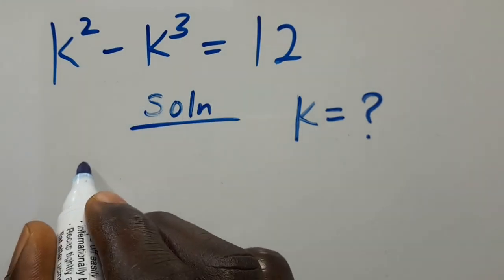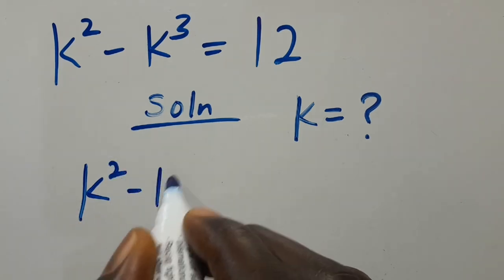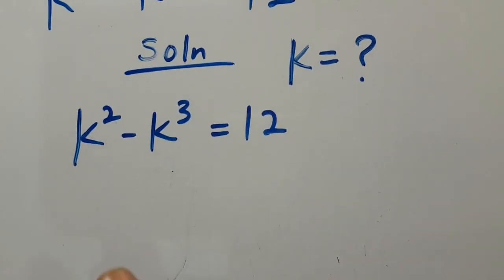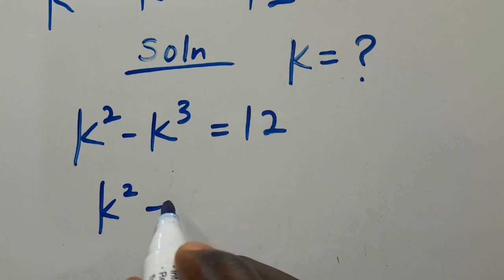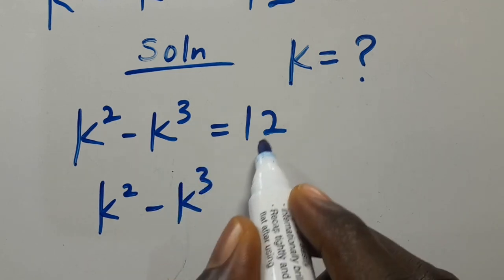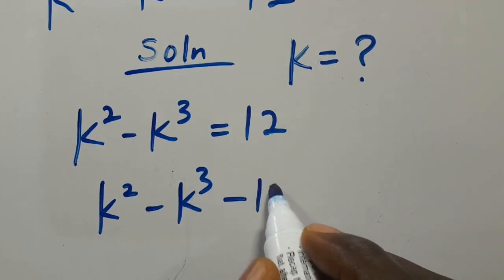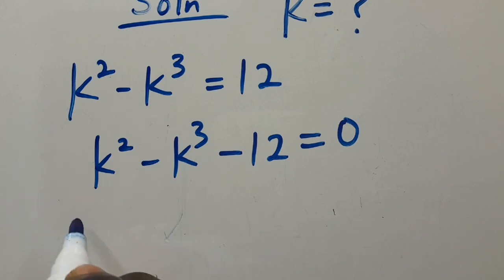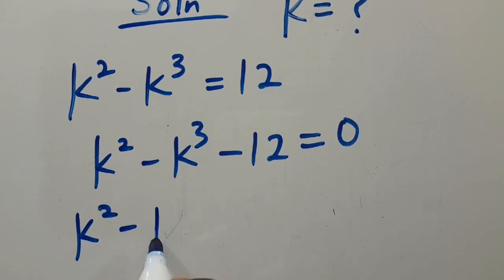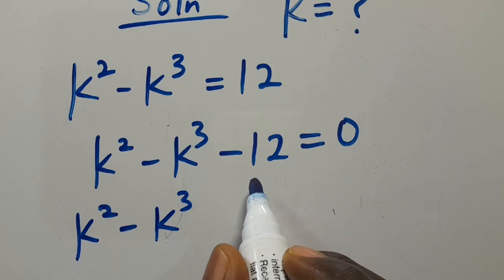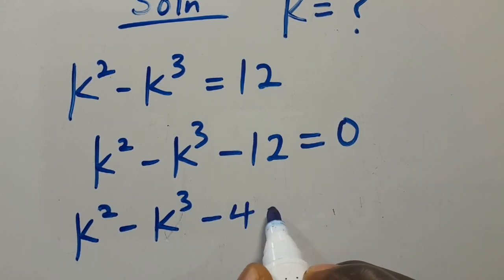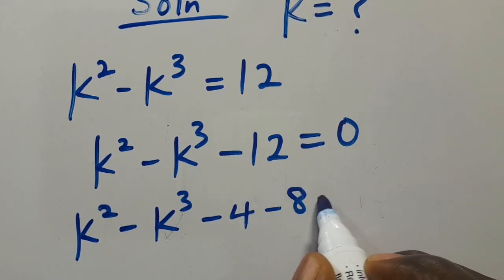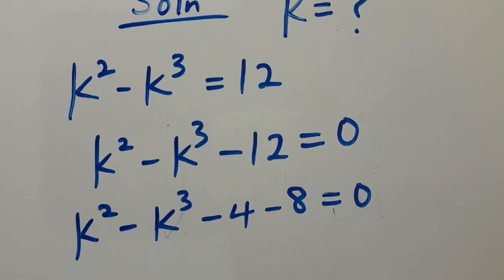From here, we have k to the power of 2 minus k to the power of 3 equals 12. Let's take this 12 to the other side, it will be minus 12. Then let's set everything equal to 0. We have k to the power of 2 minus k to the power of 3. Let's have this as minus 4 minus 8. Minus 4 minus 8 will give us minus 12. Then we set everything equal to 0.